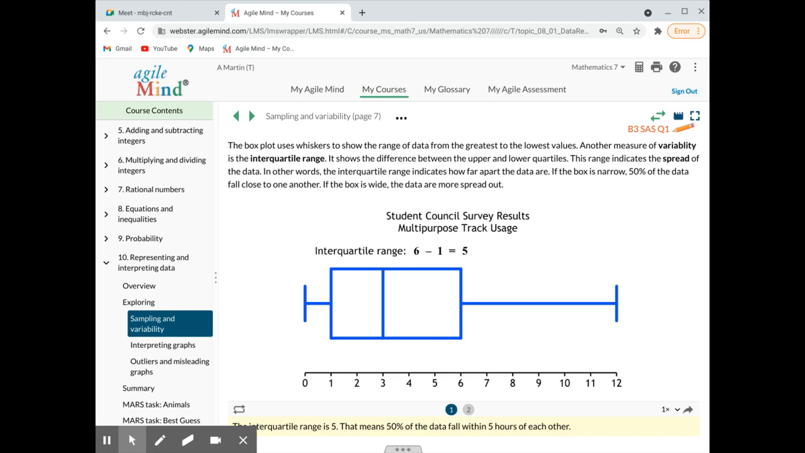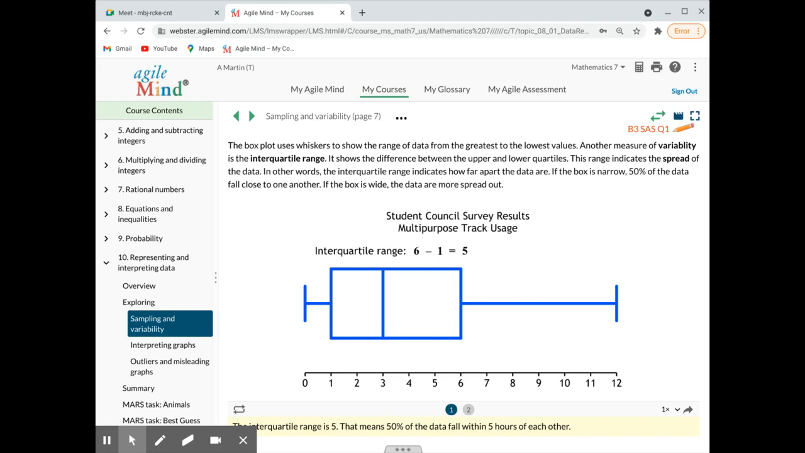Now, Devin said that that's kind of far apart. So what would be closer? Give me an example of what would be closer if it was what? Let's say like upper quartile was 4, it'd only be 3. Okay, good. So if the box was wide, like even more than this, what would that mean about the data? What would happen to the interquartile range? It would be larger. Yeah, it'd be larger.